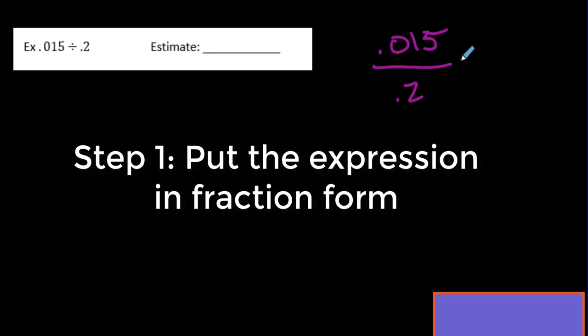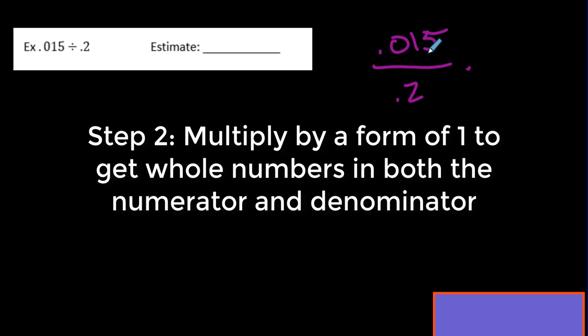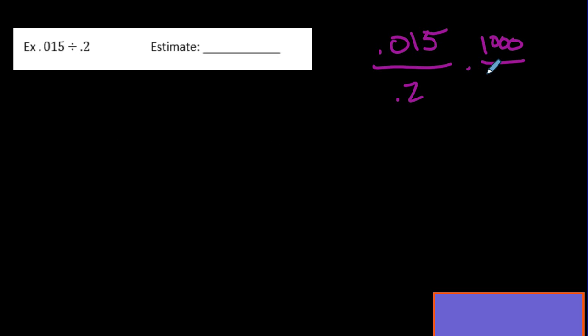We're going to multiply this by 1,000 this time because we need to move the top decimal over 3 times. And in order to multiply by a form of 1, we also have to multiply the bottom by 1,000, which means we're still going to move this over 3 times, even though we only technically need to move it over twice to make a whole number. So what we get is 15 divided by 200.